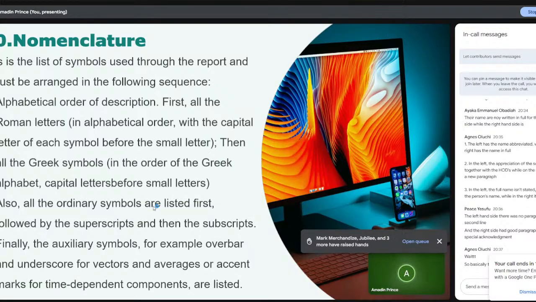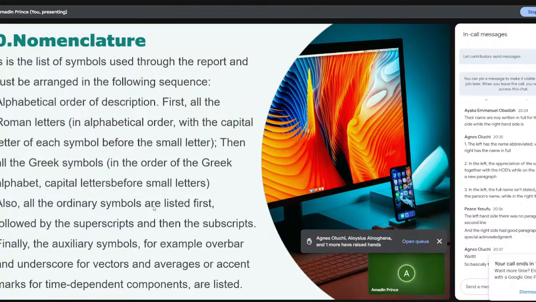Now move on to this one, nomenclature. Nomenclature is basically the list of symbols used throughout your report. As a science student, let's say I use some symbols: alpha, gamma, velocity, acceleration, and other things.